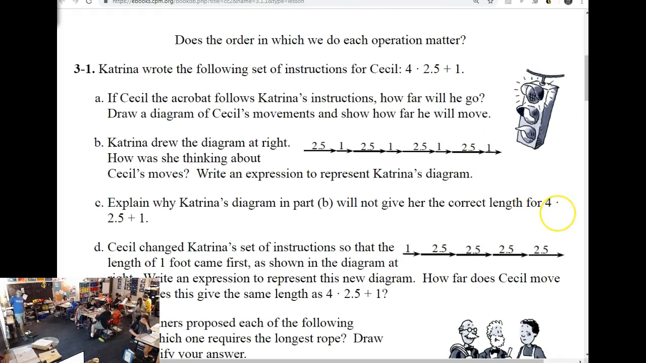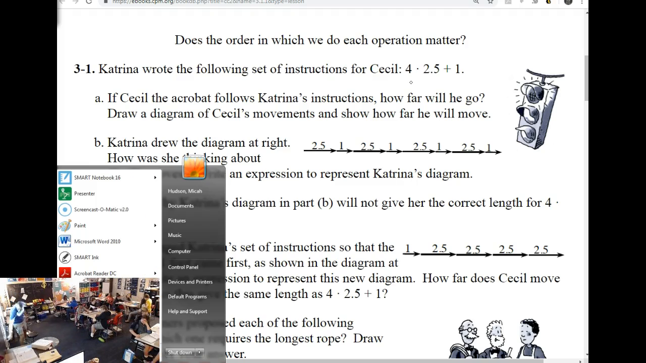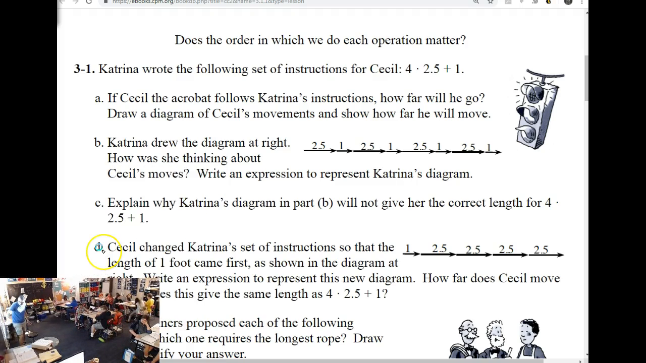According to order of operations, though, my smartboard's going to be weird today again, apparently. Still so fun. All I have to do is hit Smart Ink and then it wakes up.